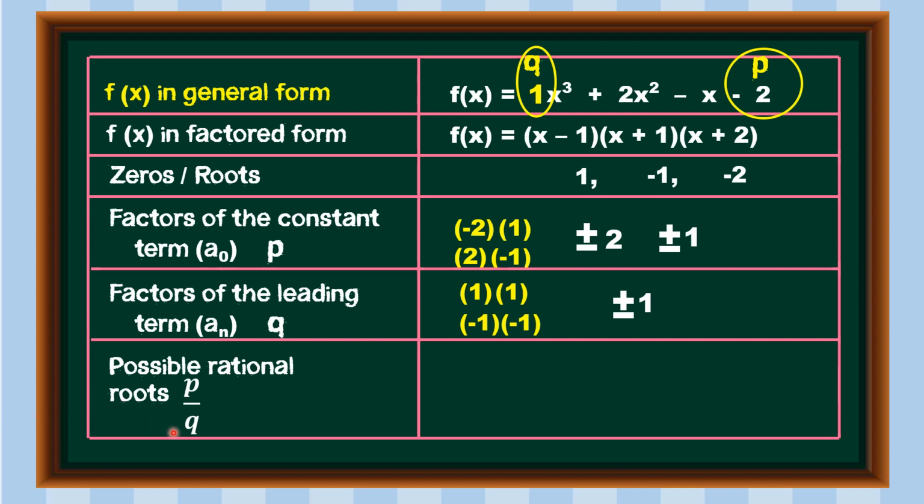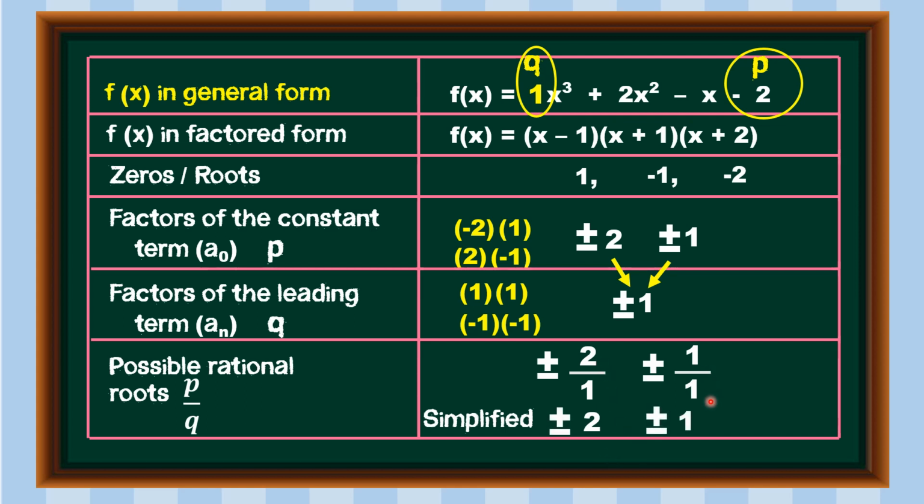Now, pag hinanap naman natin yung possible rational roots, which we will represent as p over q, ganito lang yon. Yung p, i-divide lang natin sa q. So, 2 over 1. Isang positive at isang negative. And then, ito namang isa. Yung p over q or yung 1 over yung q natin na 1 din. Again, that is positive and negative. So, the possible rational roots are, simplified, 2 over 1 is 2, and 1 over 1 is 1. Parehong may positive, negative yon.